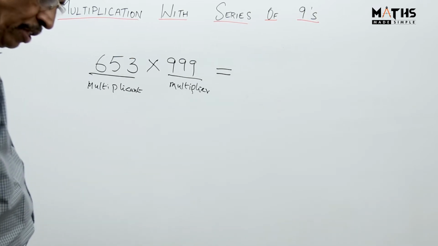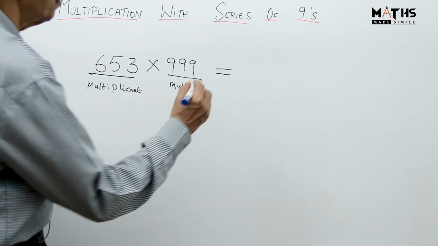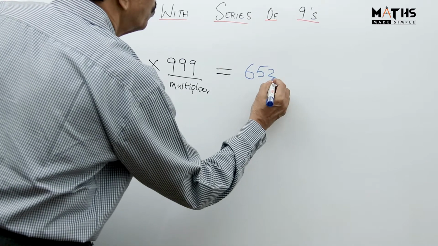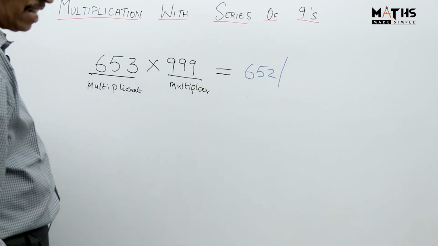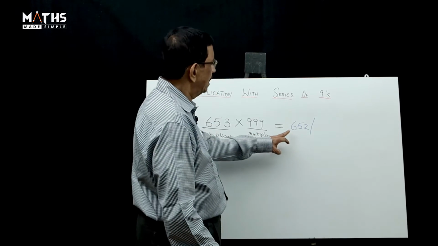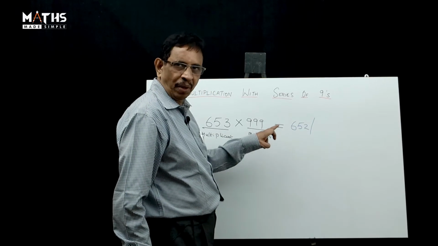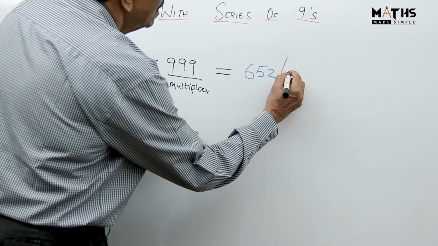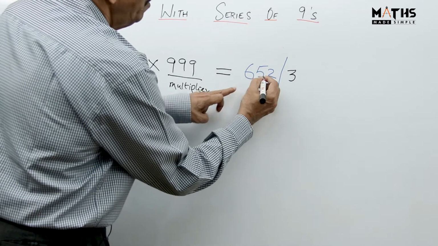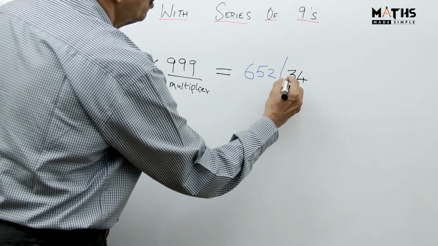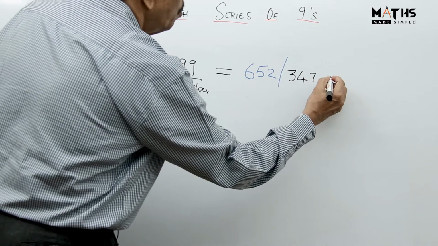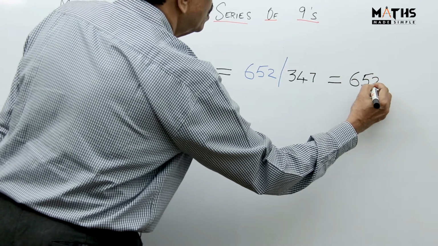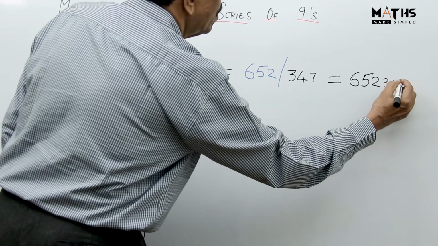The answer will be split into two parts. I will be minusing 1 from this and putting it here. 653 minus 1 is 652. This is the left hand side part of the answer. For the right hand side, each and every digit has to be minused from 9 and the answer has to be put on the right side. So 9 minus 6 is 3, 9 minus 5 is 4, 9 minus 2 is 7. Now merge both the parts. The answer is 652347. This is the answer for this particular problem.